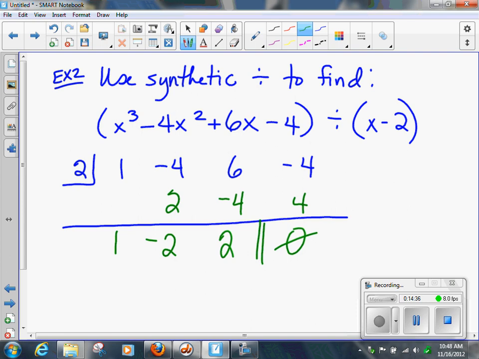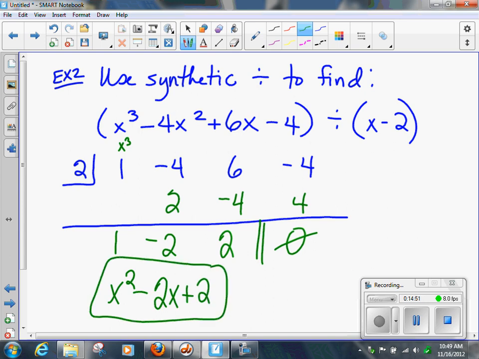What's my quotient? I've got to think. This is x cubed, so my 1 has to be what? 1x squared minus 2x plus 2. How many of you got that as your quotient? Hands up. Very good. High five. Boom. Questions at all?